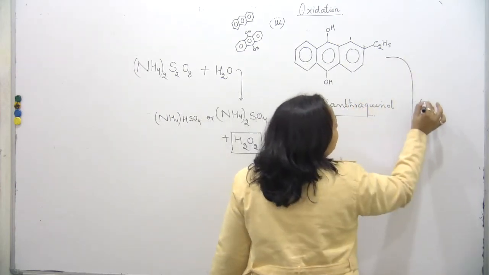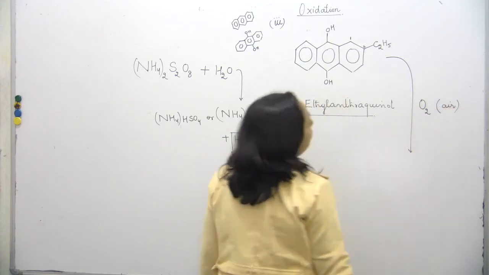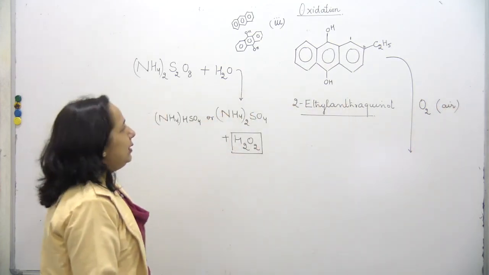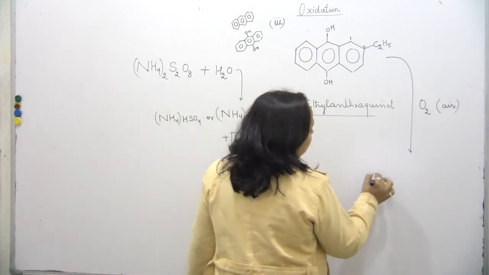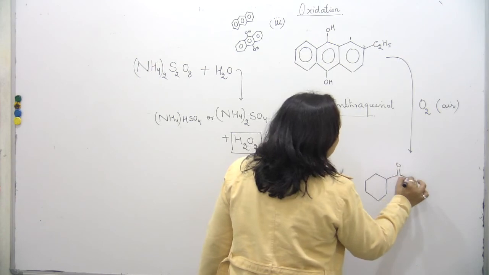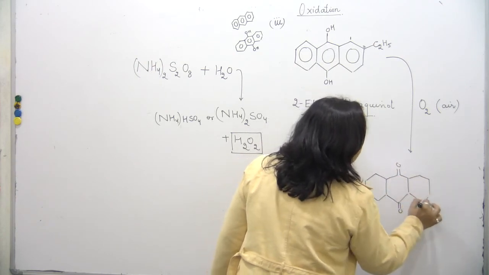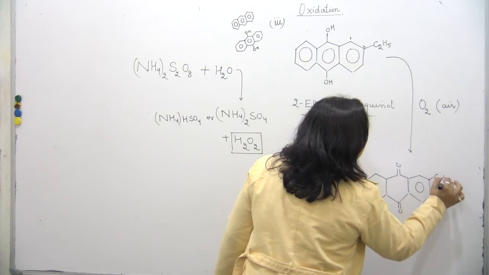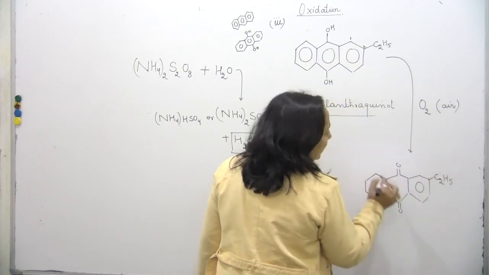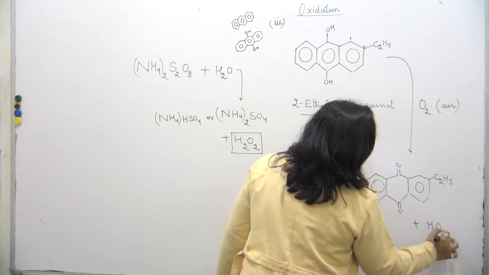When we oxidize this chemical with aerial oxidation, air is there, from air we can have oxygen, we get formation of 2-ethyl anthraquinone plus hydrogen peroxide.